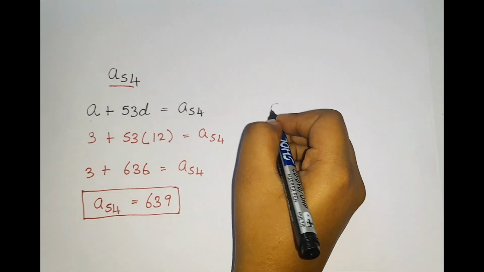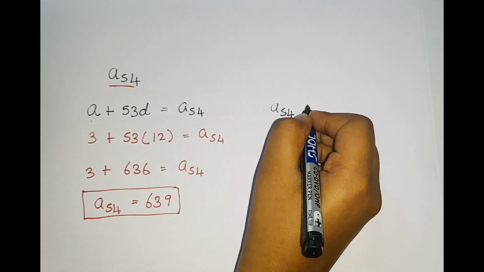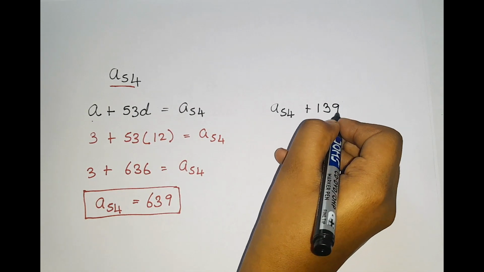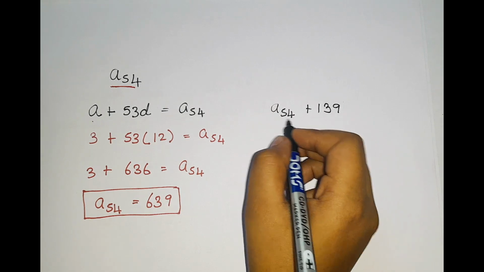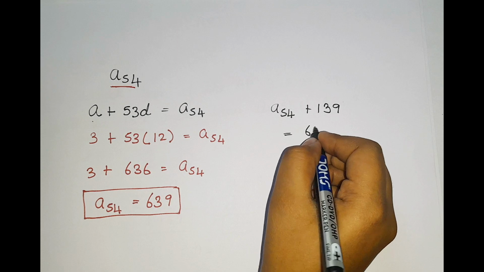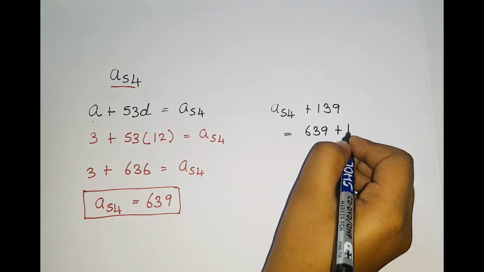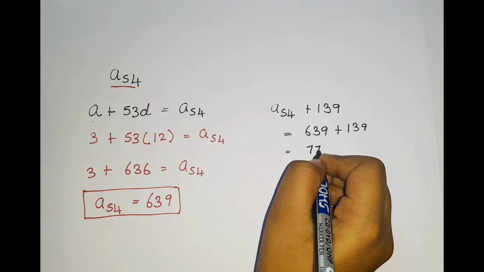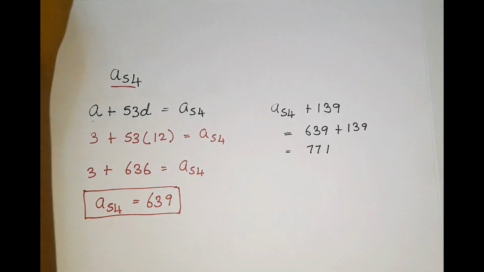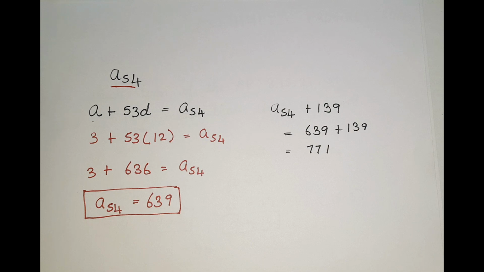So A54 plus 132. Let us substitute the value. A54 is 639 plus 132. When we add them, we get 771. What does it mean?